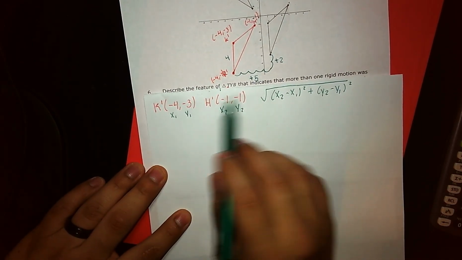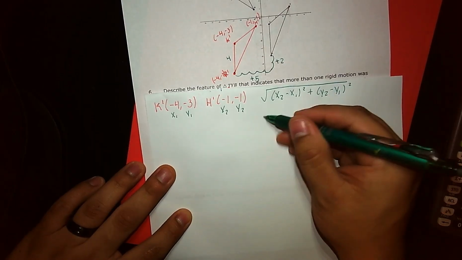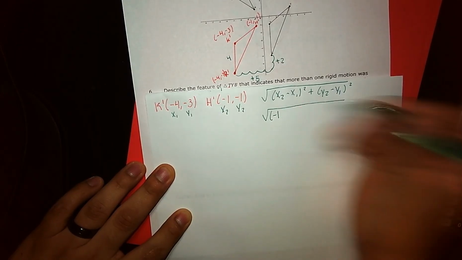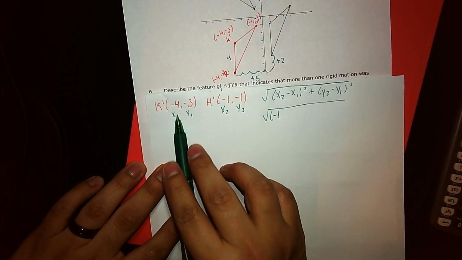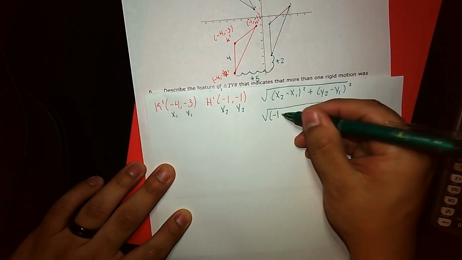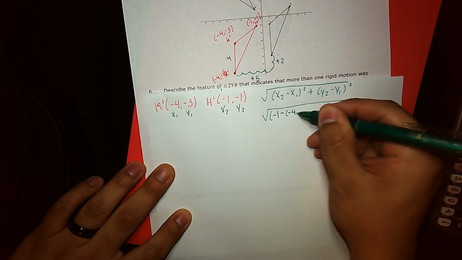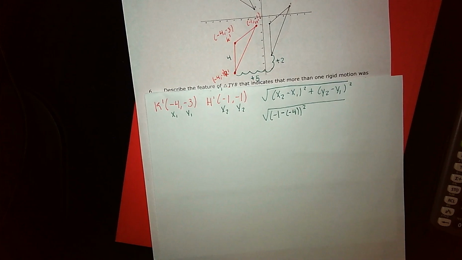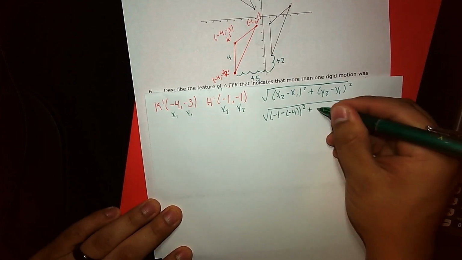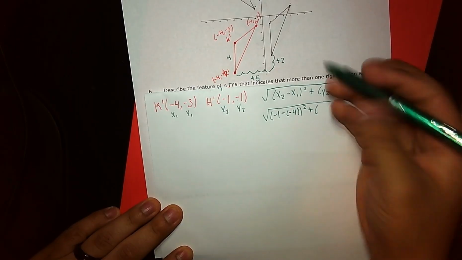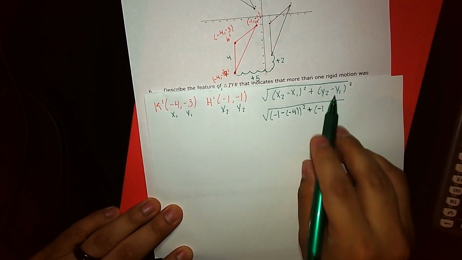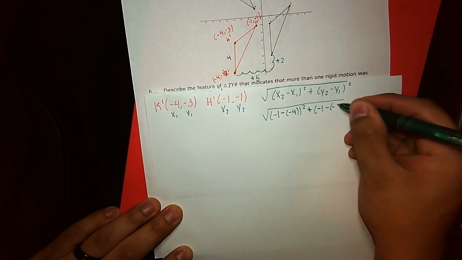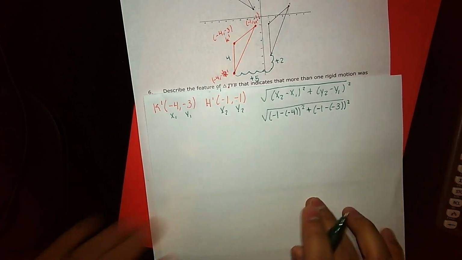All right, so from the distance formula, we just plug in. x2 would be -1, minus x1, which is -4. So -1 minus -4, the whole thing squared, plus y2, which is -1 here, minus y1, which is -3. So -1 minus -3 squared, the whole thing squared.